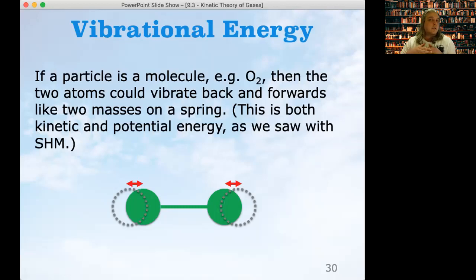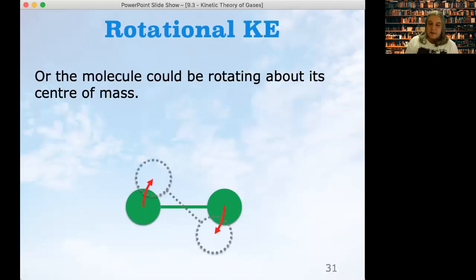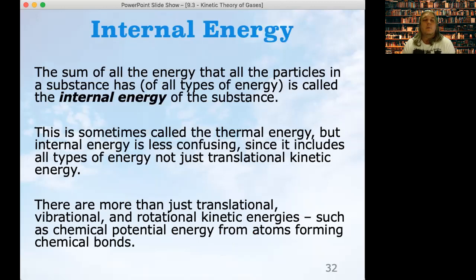The temperature is still just talking about the translational one, but we're saying it can have this other form of energy. Also, it could be rotating. So as it's translating along, it's still translating. There's always some translational motion, some translational kinetic energy, but it might have rotational kinetic energy as well. So as it's traveling along through space, it's rotating around its center of mass. So that would be just rotational kinetic energy. So we have other forms of energy.